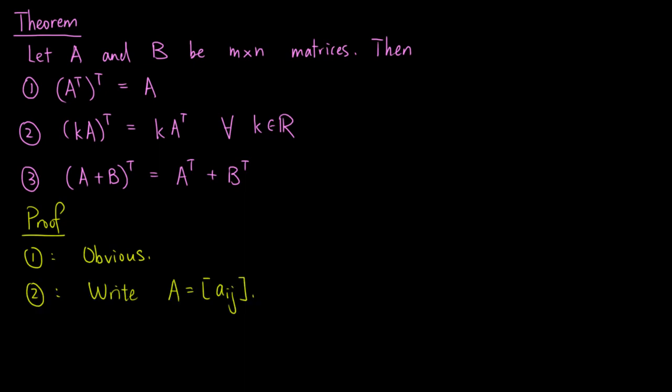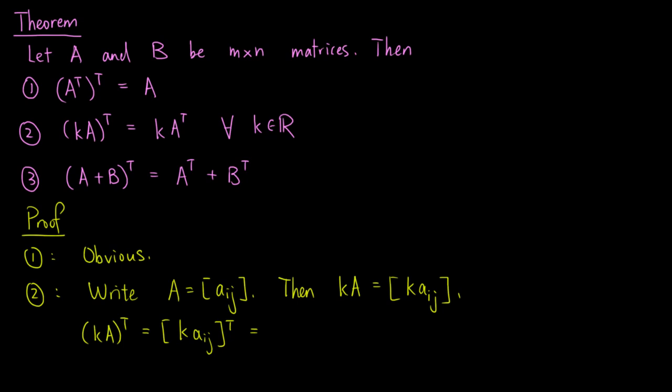For the second property, we write A to have the entries a_ij. Then kA has the entries k times a_ij. So the transpose of kA is the transpose of the matrix with entries k times a_ij. Since every entry is multiplied by k, there's no change to k when I swap the rows and columns, so this is equal to the matrix with entries k times a_ji. Now I can take k outside the matrix to have k times the matrix with entries a_ji, which is equal to k times A transpose.